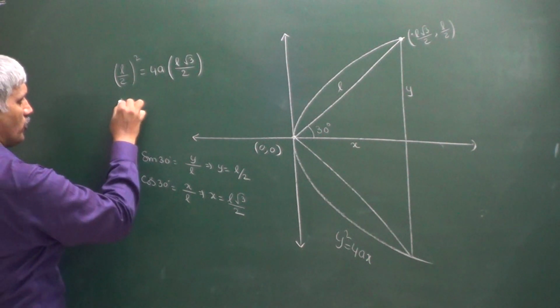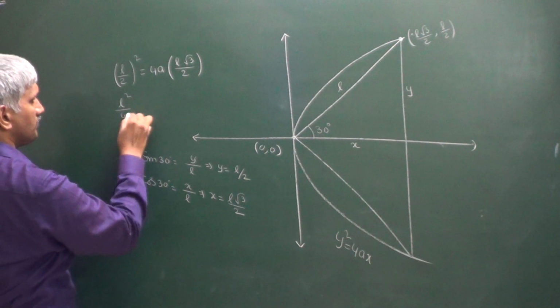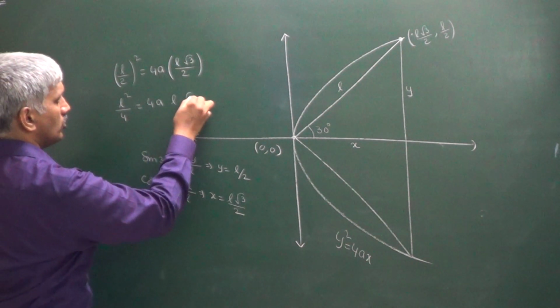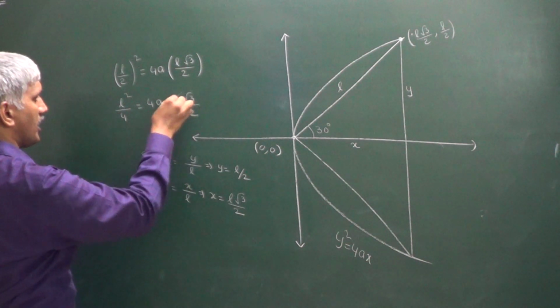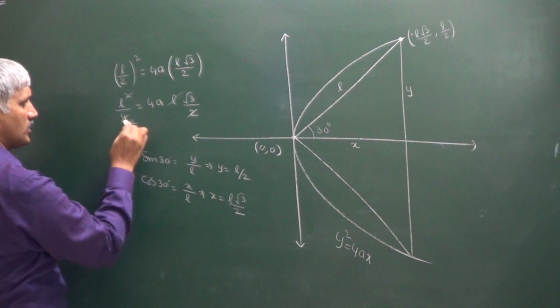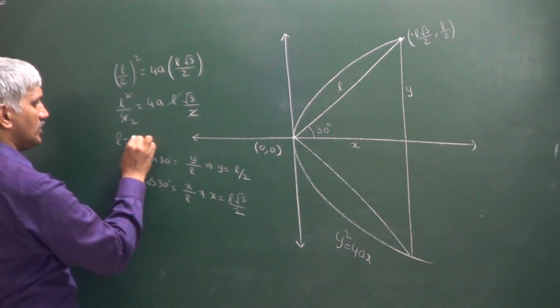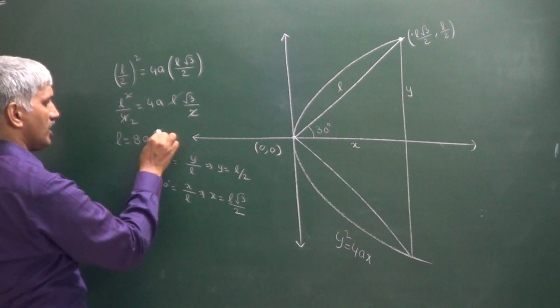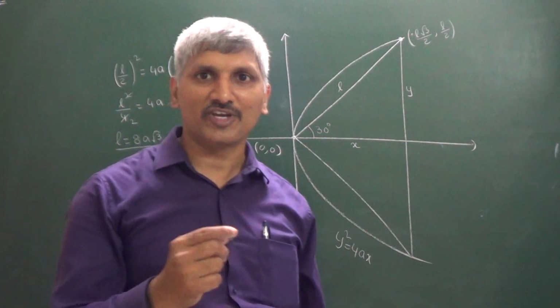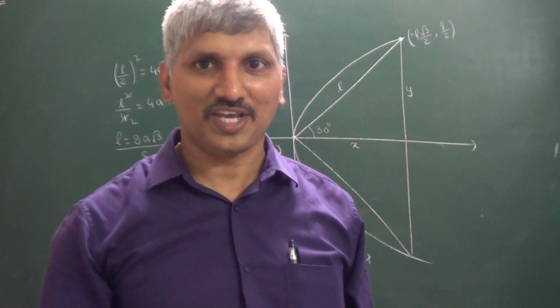Right? So therefore L square divided by 4 is equal to 4a into L into root 3 divided by 2. L gets cancelled. 2 ones, 2 twos cancel. Therefore we are getting L is equal to 8a root 3. That's why the side of the equilateral triangle we got is 8a root 3. Okay.